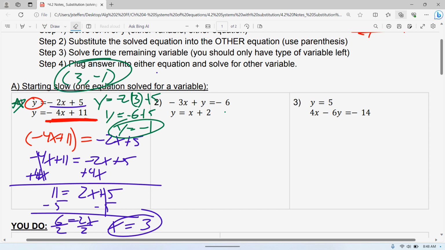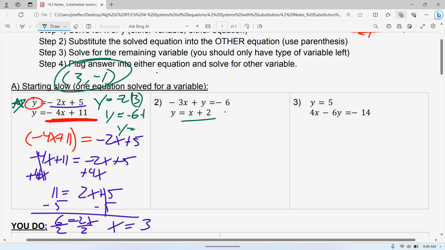Okay. I'm going to erase some of this just so I have some extra room. Again, I apologize that it's all crammed in there. I hope you guys have a little bit more room than me. So same thing with the next one. Again, step 1 is solve one of the equations for one of the variables. One of the equations is solved for y.